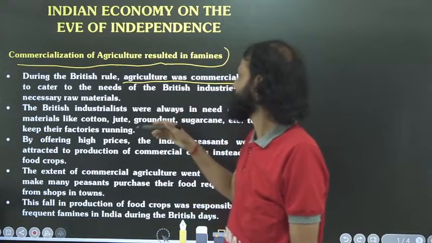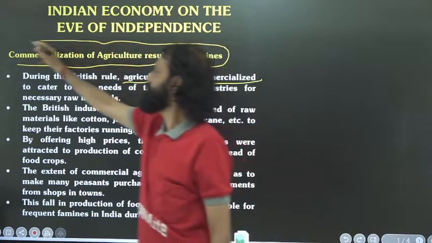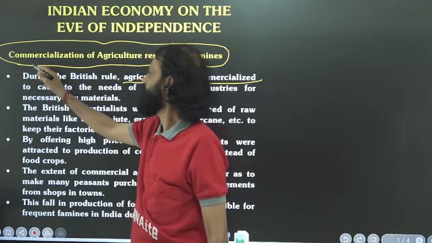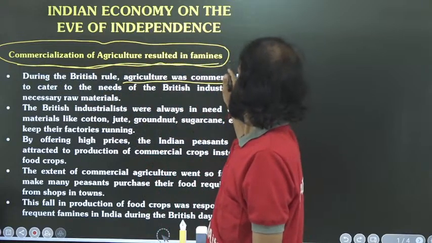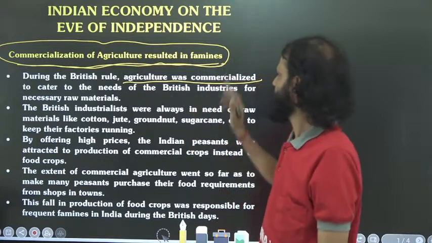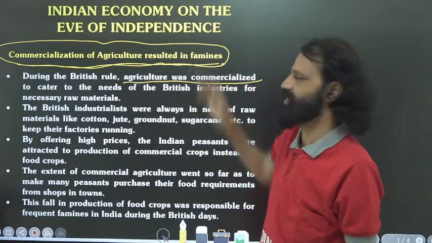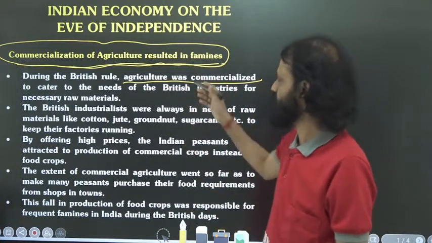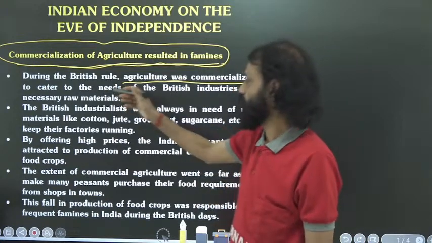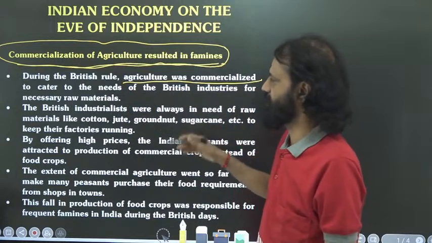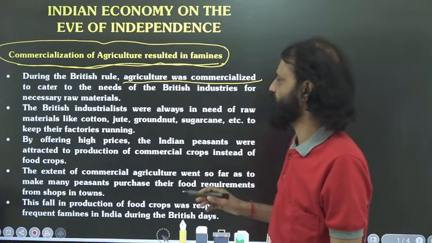The famines frequently happened in India. The famines happened in India due to the commercialization of agriculture. That is the point you need to remember. During the British rule, agriculture was commercialized to cater to the needs of the British industries for necessary raw materials.